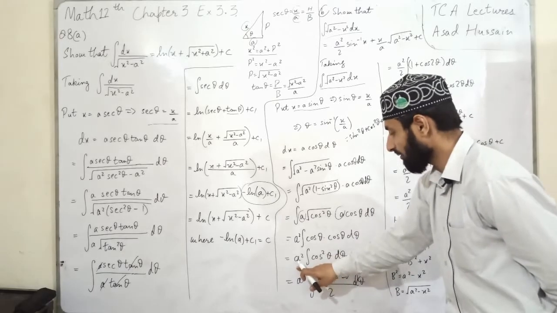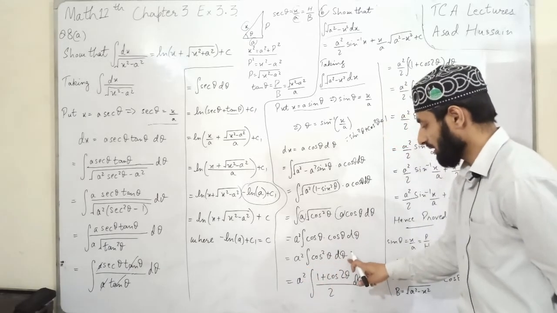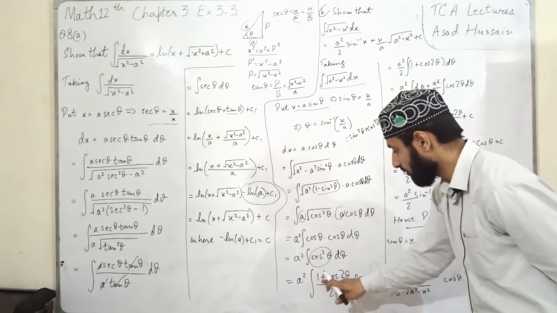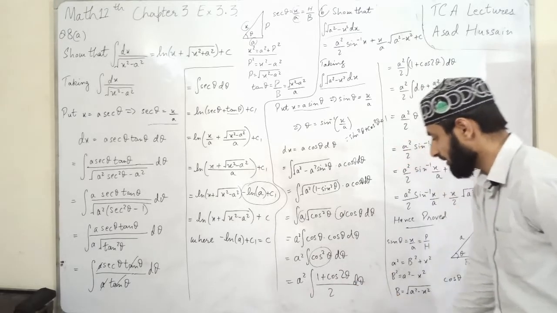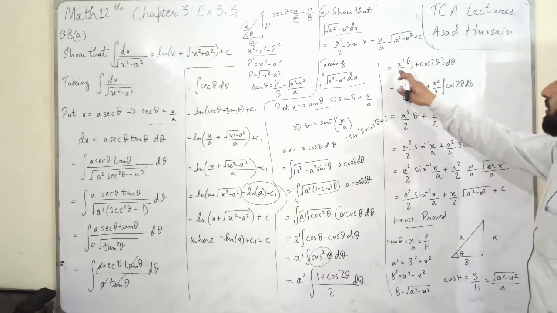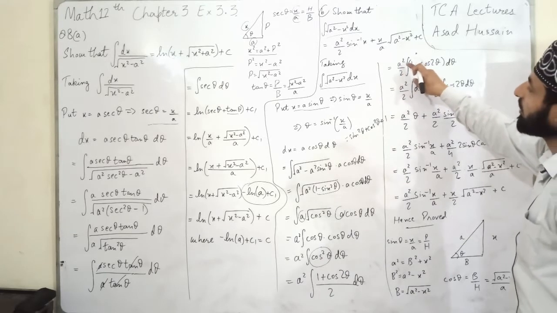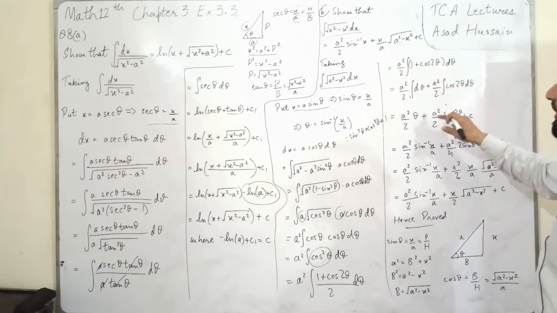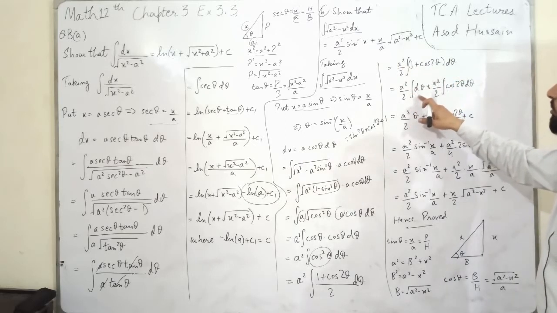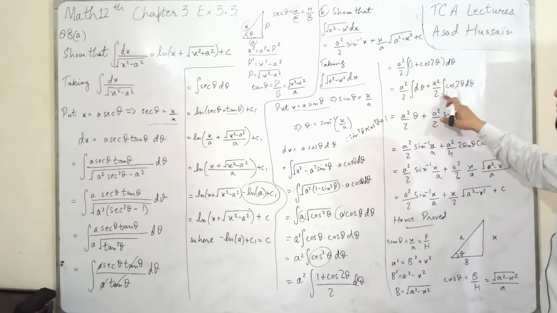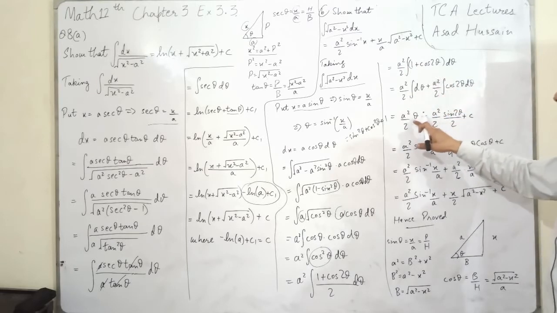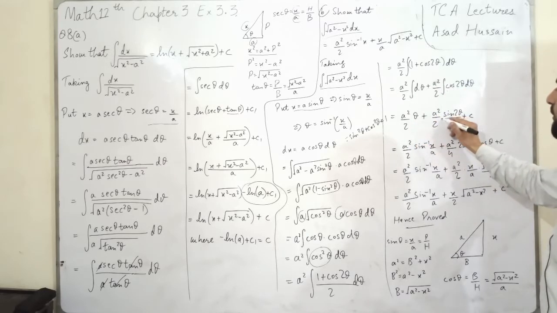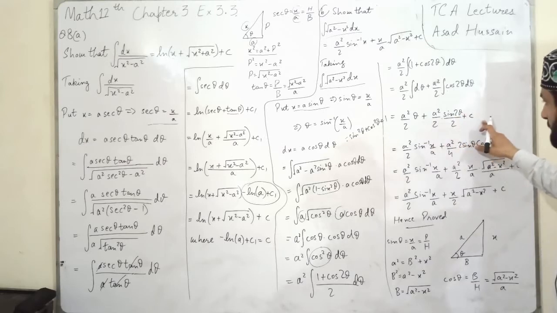Which will be simplified as a² integral cos² theta d theta. Putting the value of cos² theta, we get a² into (1 + cos 2 theta)/2 d theta. The 2 will be taken as common, a²/2 into integral (1 + cos 2 theta) d theta. Taking the integral separately, we get a²/2 integral d theta plus a²/2 integral cos 2 theta d theta. That is a²/2 theta plus a²/2 into sin 2 theta over 2 plus c.